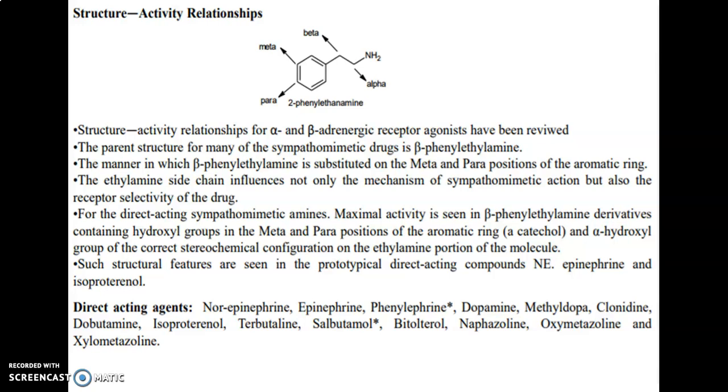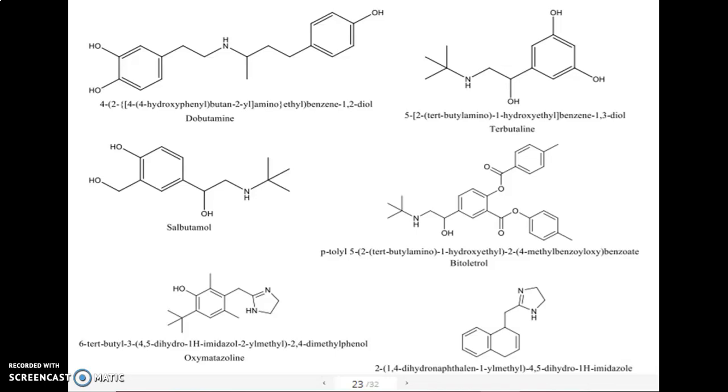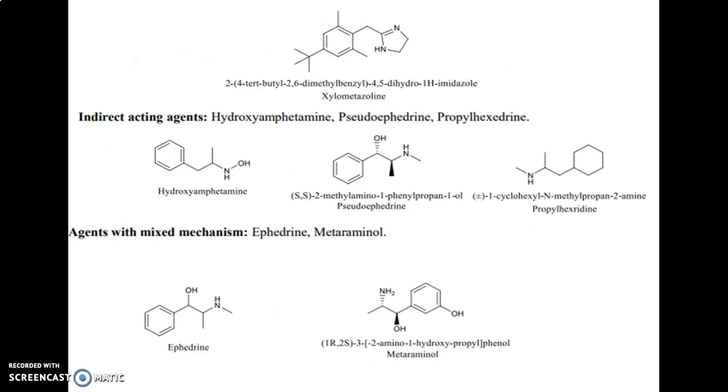Let's see the structures of the different compounds. Direct-acting agents: epinephrine, dopamine, noradrenaline, clonidine, isoproterenol, then dobutamine, terbutaline, salbutamol. The indirect-acting agents are hydroxyamphetamine, pseudoephedrine, then propylhexedrine. These do not act directly on the receptors, but they increase the level of epinephrine and norepinephrine at the synaptic cleft. There are some agents which show a mixed mechanism, that is ephedrine and metaraminol. They act directly as well as indirectly.